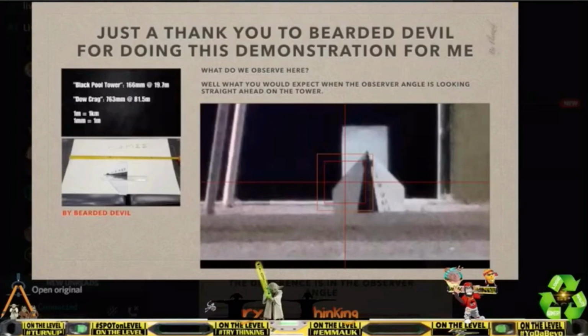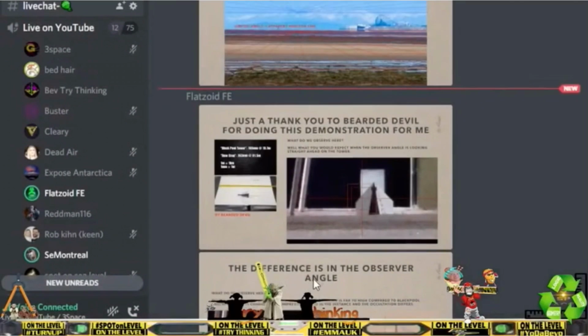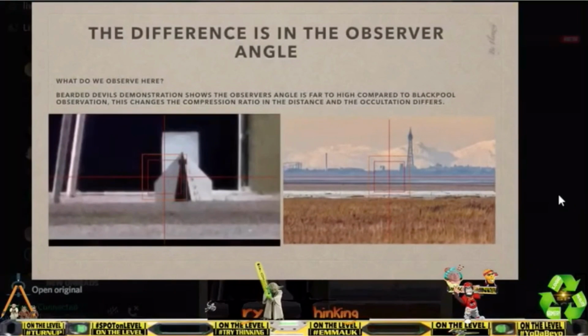Then I got the one underneath that with the differences in the observer's angle. Yep. Okay, yeah, it's showing the difference with the eye level. Can you see how the eye level to Blackpool Tower is on the actual observation compared to his demonstration? No, it's just software.